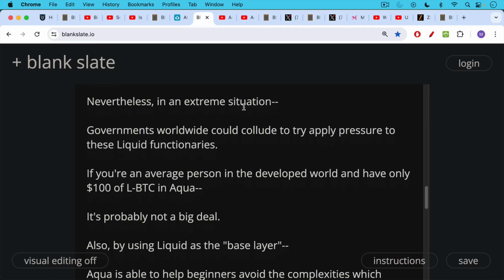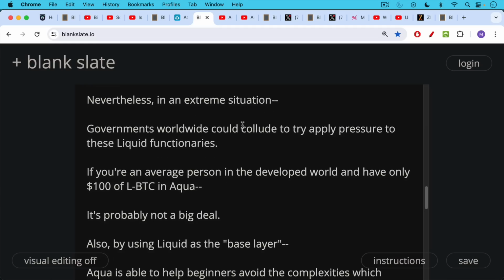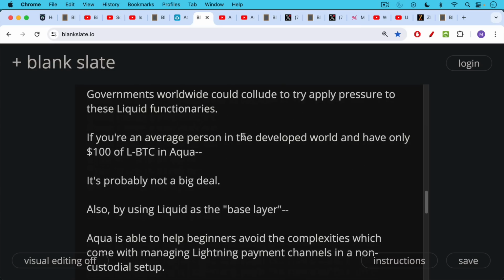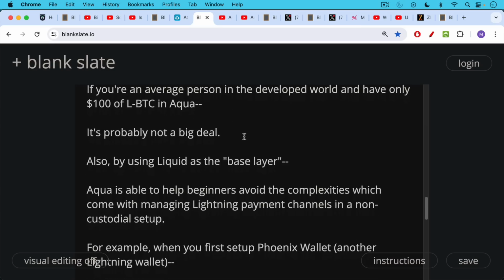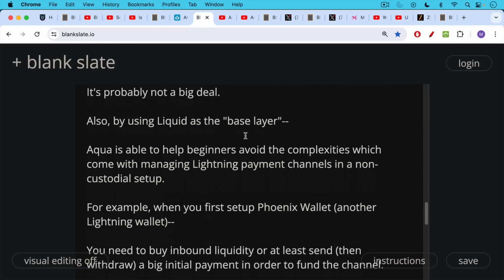If you're in a developing country, that may be a much larger amount. Also, by using Liquid as the base layer, Aqua is able to help beginners to Bitcoin avoid the complexities which come with managing Lightning payment channels in a non-custodial setup.